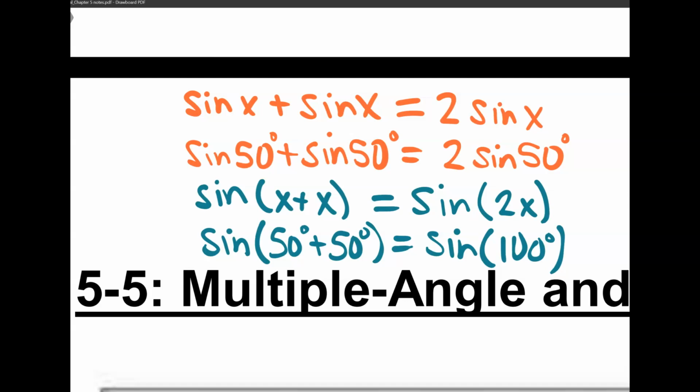Am I adding inside or outside? So this bottom one, the bottom two lines, I'm showing you, okay, if I have an angle plus the same thing, it's just going to be 2 times that angle. And that's the first thing we're going to go over in 5.5, the double angle identities. So if I would have something like sine of 100, I could break that down and say it's going to be sine of 50 plus 50.